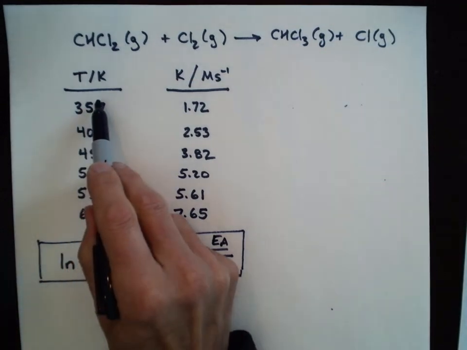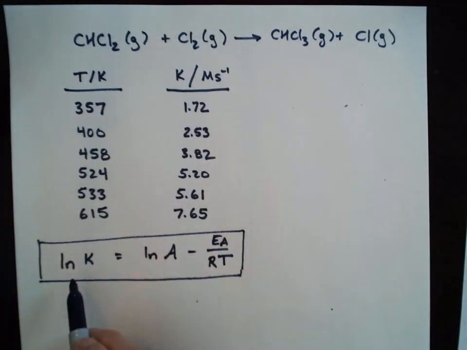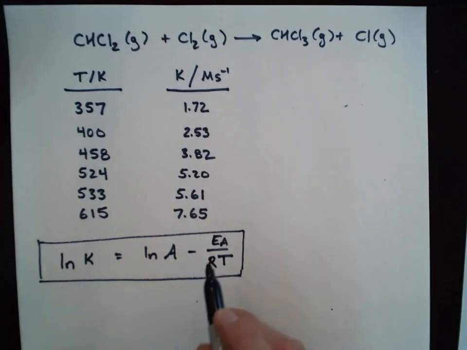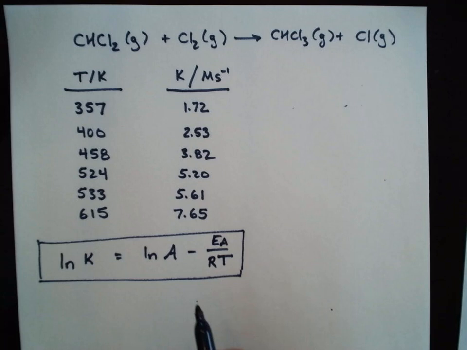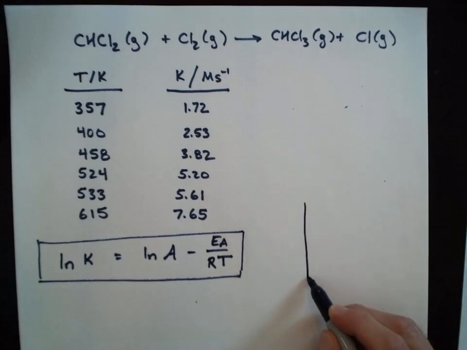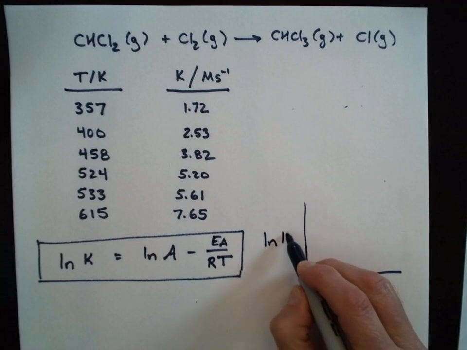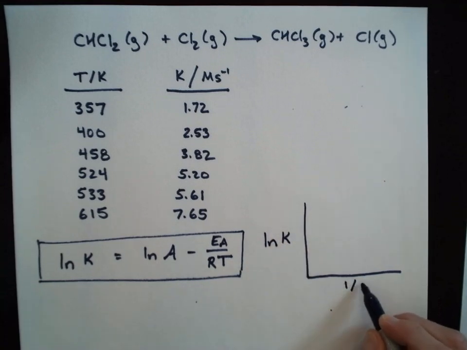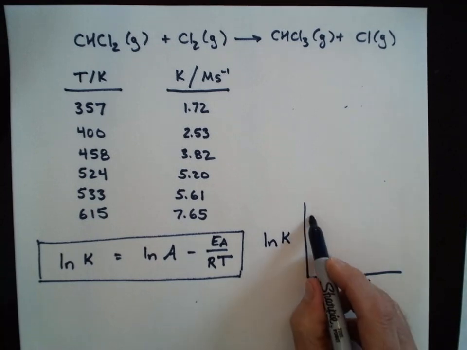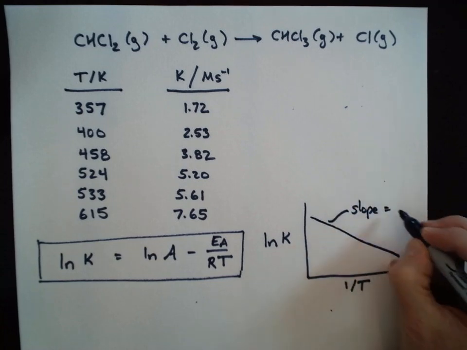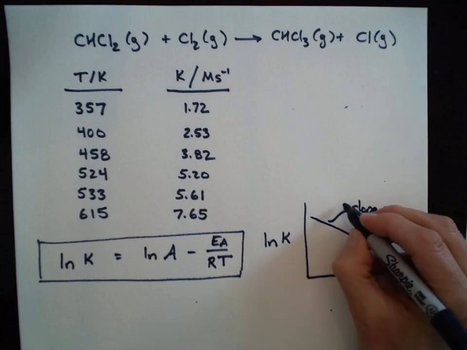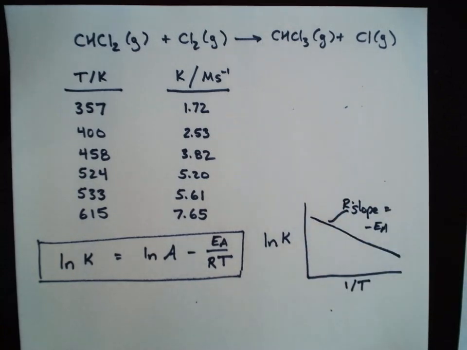Now, in order to analyze these linearly, we're going to have to convert the rate constants into the natural log of the rate constants. And you might recall we're going to need to convert the temperature to 1 divided by the temperature, because the graph that we want to ultimately make is the natural log of the rate constant graphed versus 1 divided by the temperature. We should get a straight line, and the slope of that line will give us the activation energy, of course, if we take the gas constant times the slope.